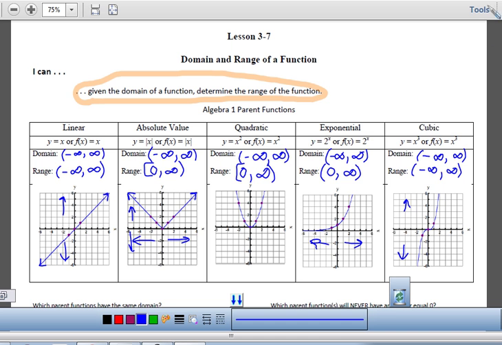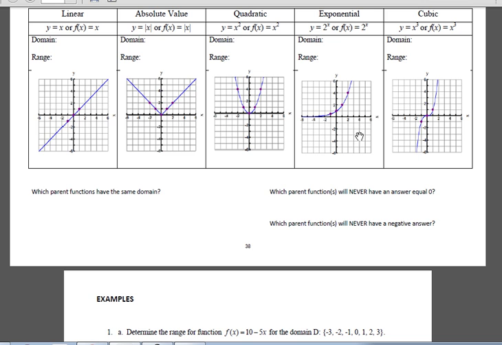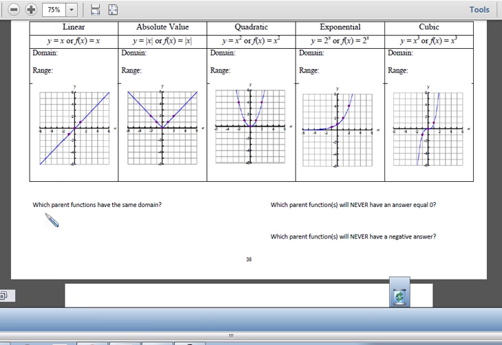Alright, so let's answer these questions down at the bottom quickly. Which parent functions have the same domain? Well, if you pay close attention, they all have the same domain.